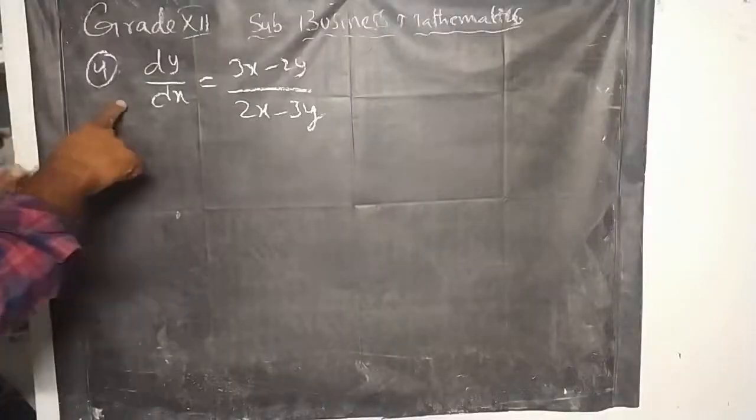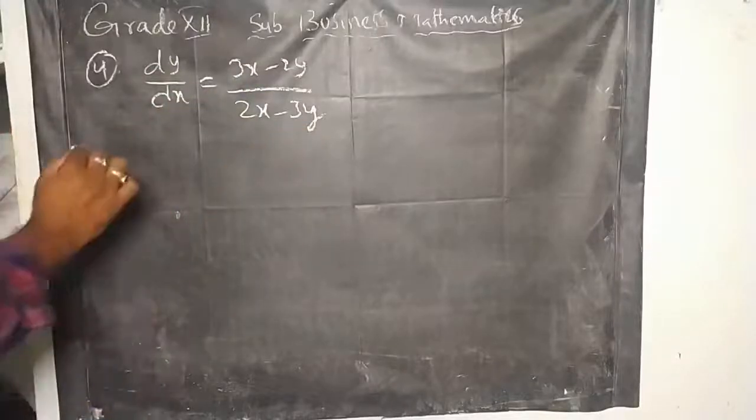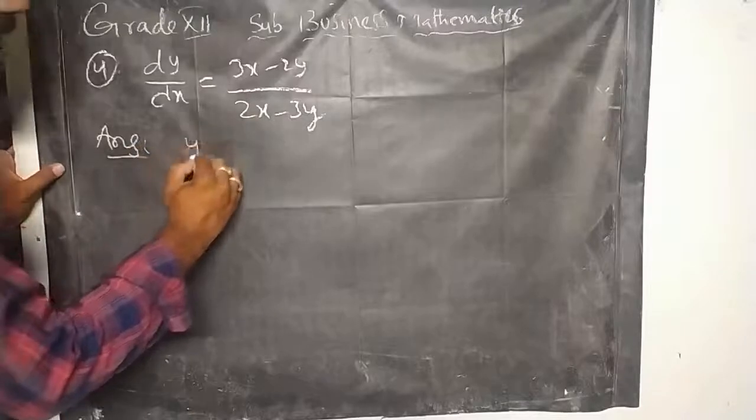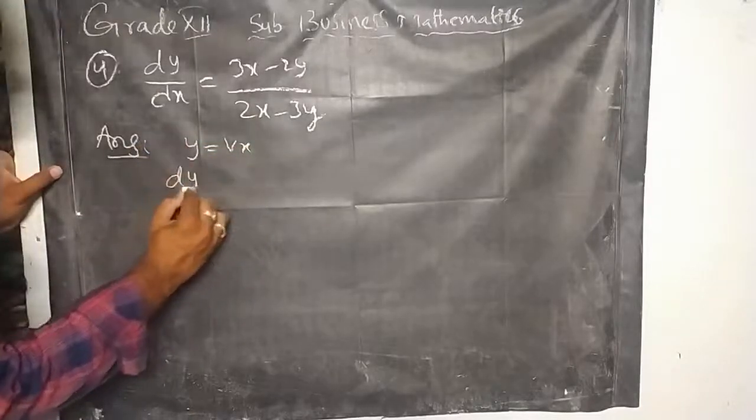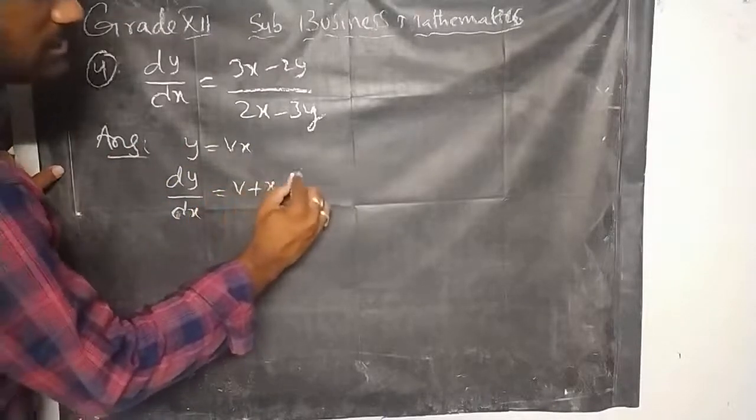Next, let us see the fourth question. dy by dx is equals to 3x minus 2y by 2x minus 3y. So directly it is given in the format. So answer: let y is equals to vx. So if I do differentiation on both sides, it will become dy by dx is equals to v plus x dv by dx.